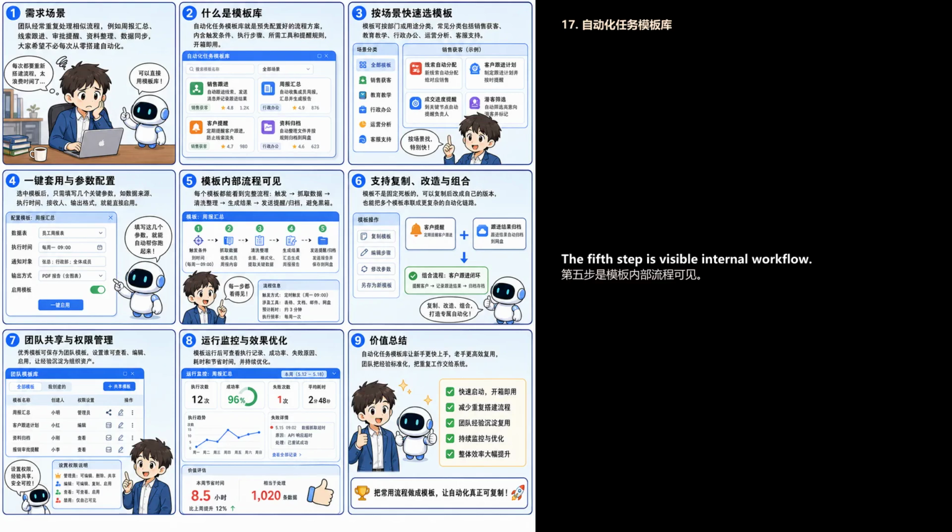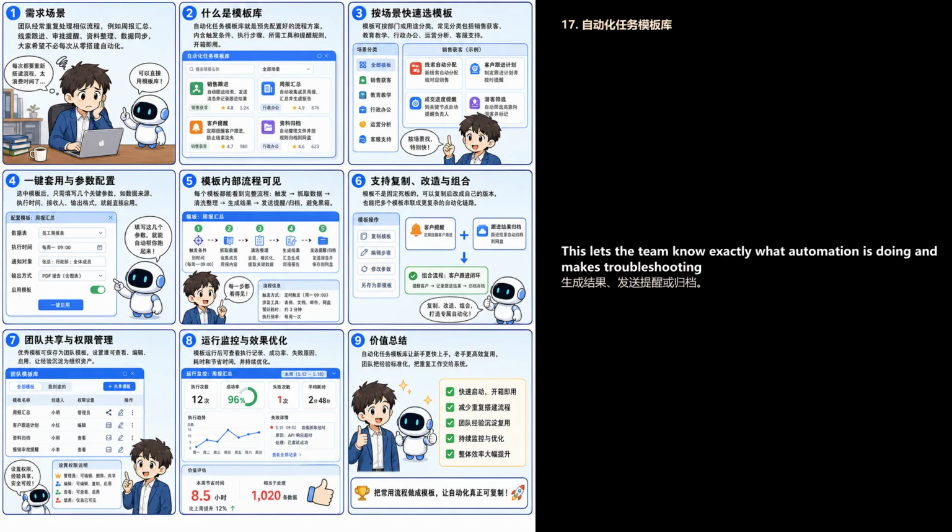The fifth step is visible internal workflow. Every template should show its full process: trigger condition, data capture, cleaning, result generation, reminder, or archiving. This lets the team know exactly what automation is doing and makes troubleshooting possible.